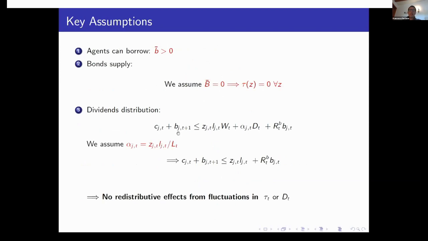And finally, it can be shown that if you assume that the share of dividends assigned to each household is proportional to its labor income, you can rewrite the budget constraint where the labor income for the household simply depends on their idiosyncratic labor productivity and the labor supply. So there are no redistributive effects of these dividends. In this way, we kill all the effects coming from taxes and dividend fluctuations.